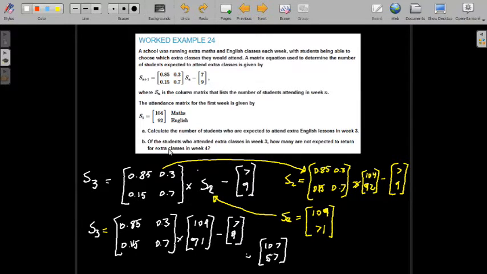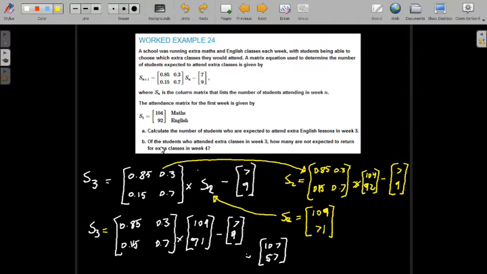The other option is, if you remember, S3 is going to be our transition to the power of 3 times our initial state. Okay, but the problem is we've got this number in here which will affect it. So it's just as easy to do it through stages. We don't need to do too many. Just work out what S2 is so we can work out S3. So there's 2 steps there.